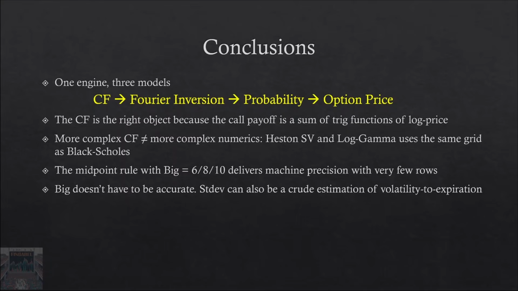Next, the midpoint rule with a relatively small cutoff, something like big equals 6, 8, or sometimes even 10, is already enough to help us get highly accurate results. This works because the method converges very quickly, so we do not need a large number of grid points to get highly accurate results. Finally, neither big nor the standard deviation needs to be estimated precisely. Big is just a rule of thumb truncation parameter, and the standard deviation can be any reasonable approximation of volatility to expiration. Just remember, we're not trying to measure these quantities exactly. We just need a good sense of scale. And because the method converges so quickly, even rough estimates are more than sufficient.